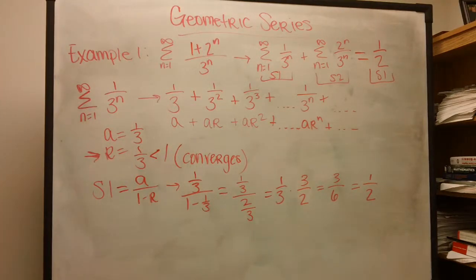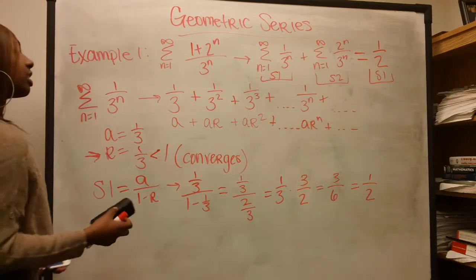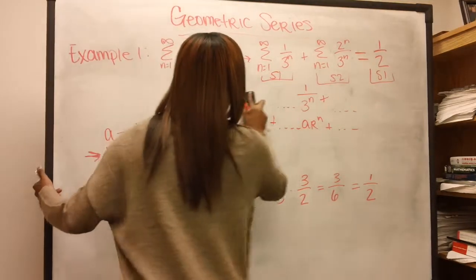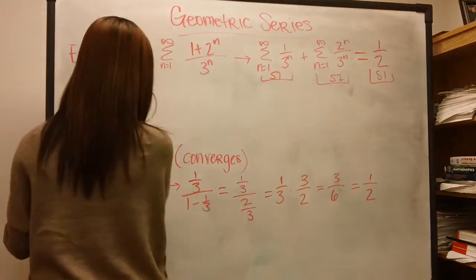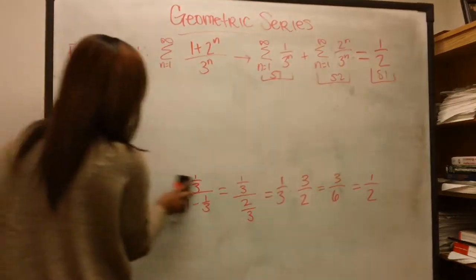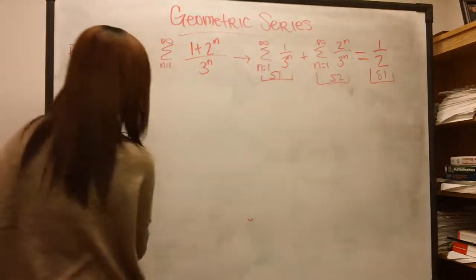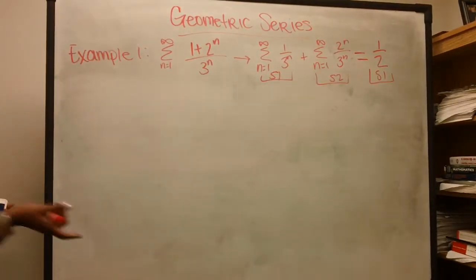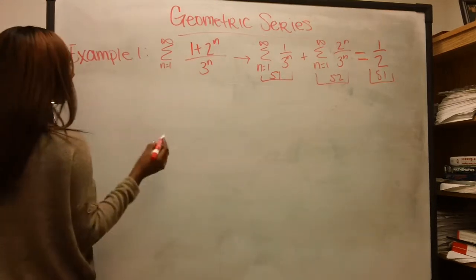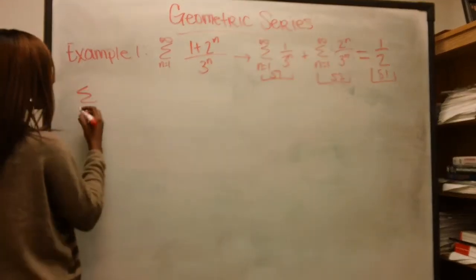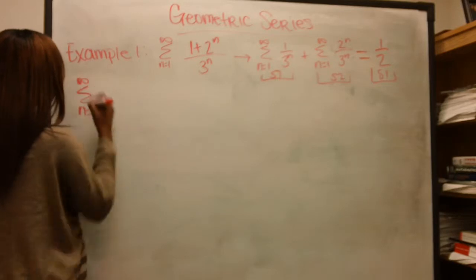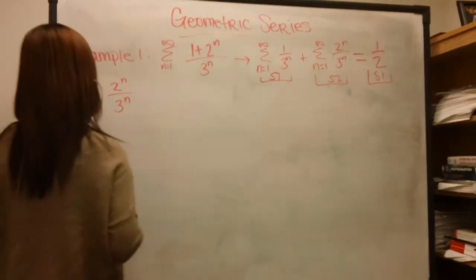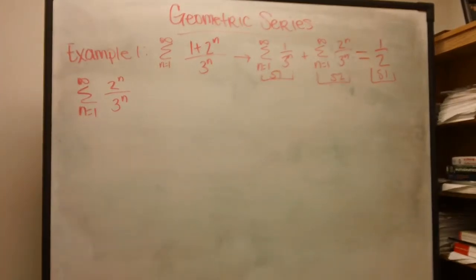Alright, so now the next step is to find the sum of our second series. So I'm going to erase this. And pretty much we're going to do what we did for the first series again for the second series, except one detail. Well, it changes a little bit. So we have the summation from n equal to 1 to infinity of 2 to the nth power over 3 to the nth power. And so there's another way that we can write this.